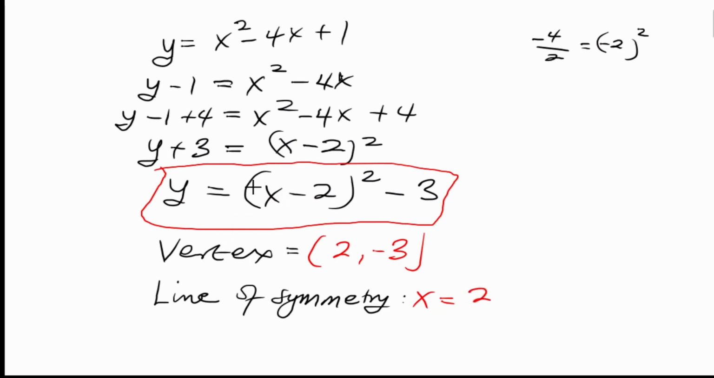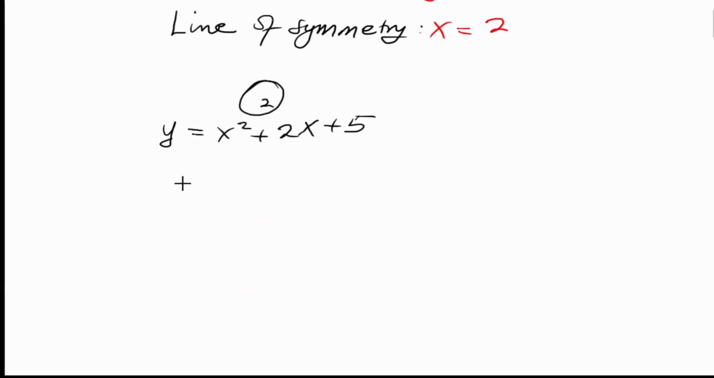And no one asks of the vertical stretch, but the vertical stretch will be 1 in this case, because when the number is not seen, then it's 1, or the coefficient is not seen, then it's 1. So the coordinate of the vertex of this equation here is 2, -3, and the equation of the line of symmetry is x equals 2. Let's take another example to see if we can solidify what we are learning.